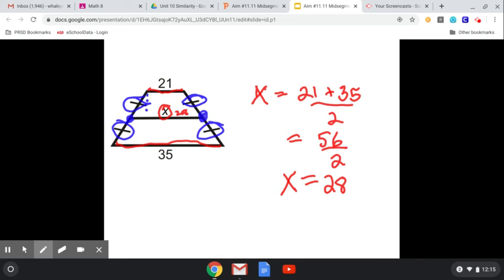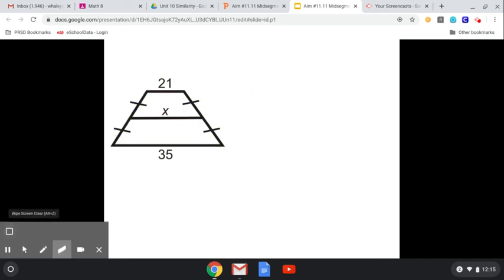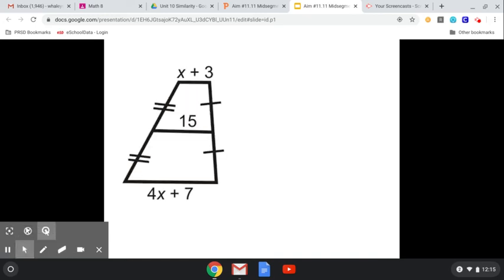Again, pause the video if you need to, go back, take a look at the notes we just took. We're going to move on to another one with a trapezoid still. We'll go into triangles in a minute.